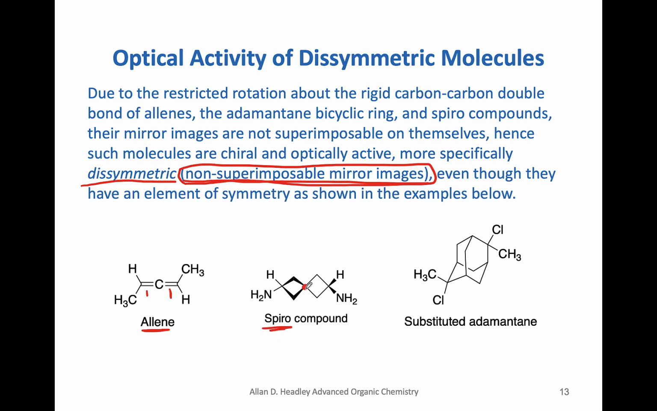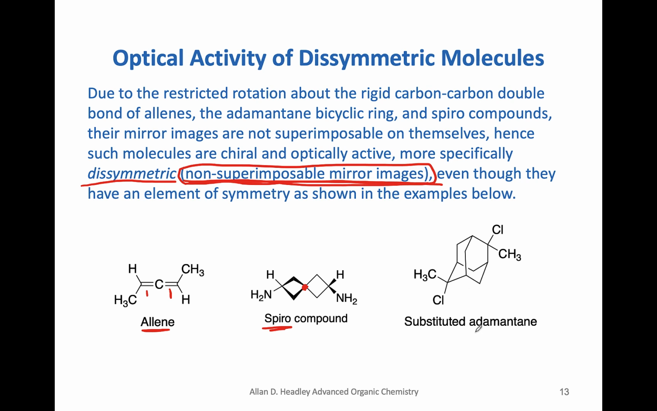Here's another type, the spiro compound. Remember, the spiro compound involves two cyclic rings that are fused at an intersection such as right here. You can in fact find an element of symmetry here, but the same thing applies, that their mirror images are non-superimposable on each other.